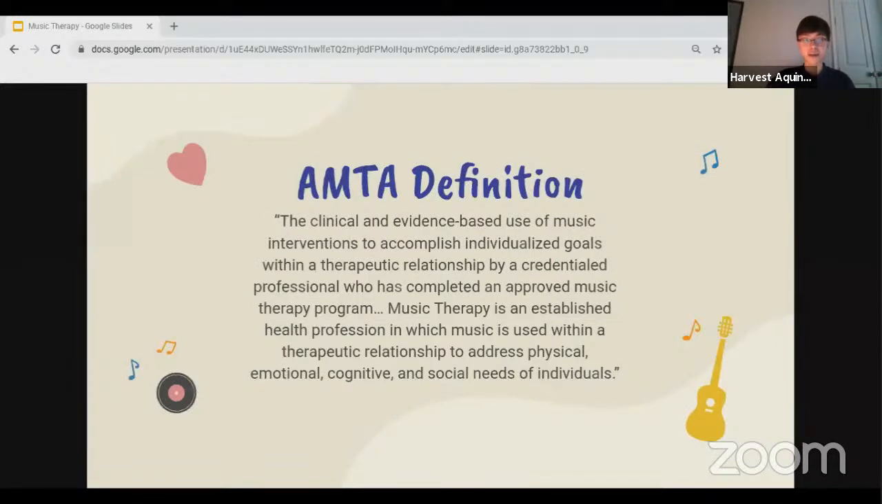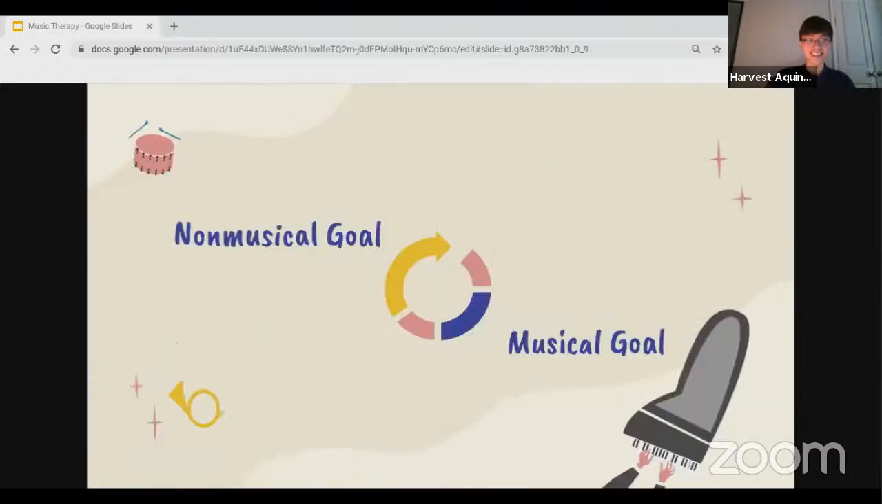So the AMTA, or American Music Therapy Association, defines music therapy as the clinical and evidence-based use of music interventions to accomplish individualized goals within a therapeutic relationship by a credentialed professional who has completed an approved music therapy program. Music therapy is an established health profession in which music is used within a therapeutic relationship to address physical, emotional, cognitive, and social needs of individuals. So you guys were pretty spot on with all of your guesses.